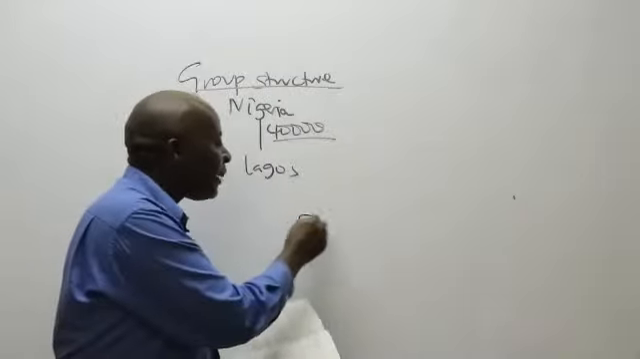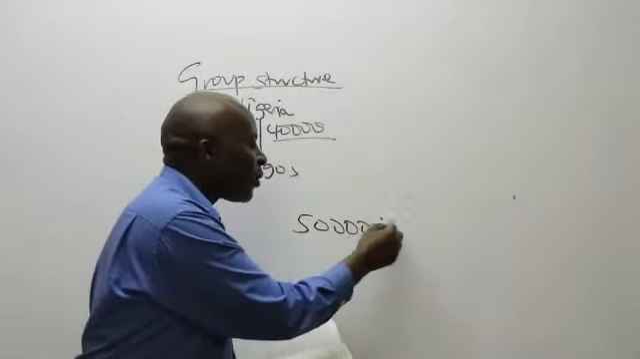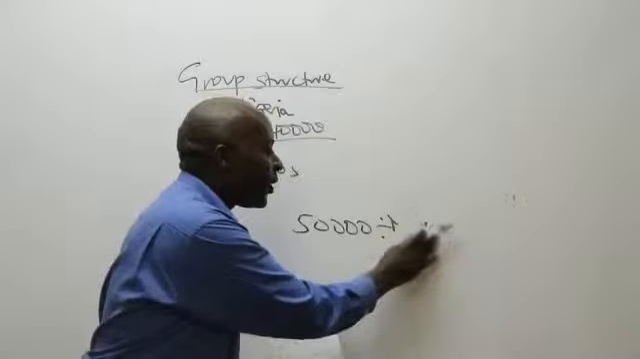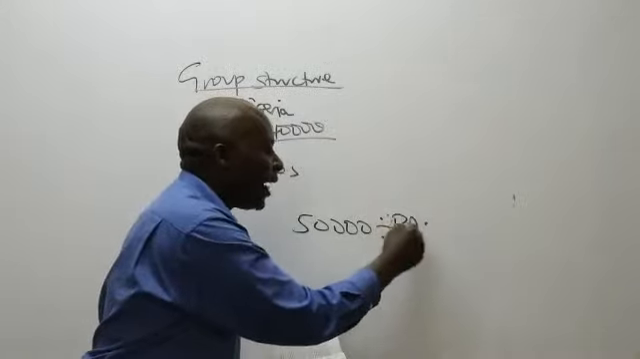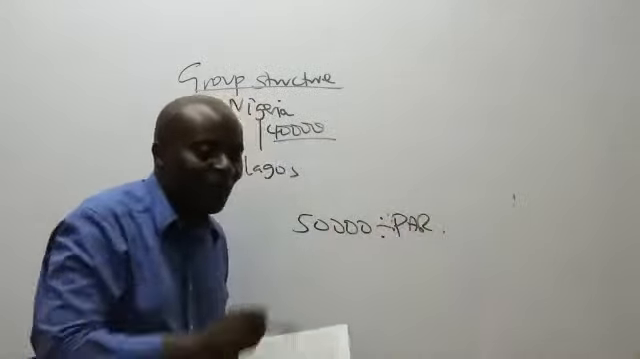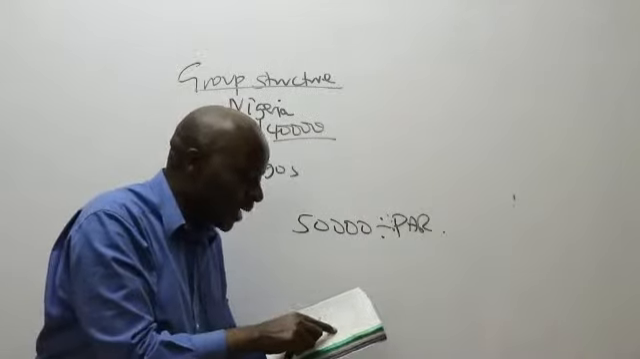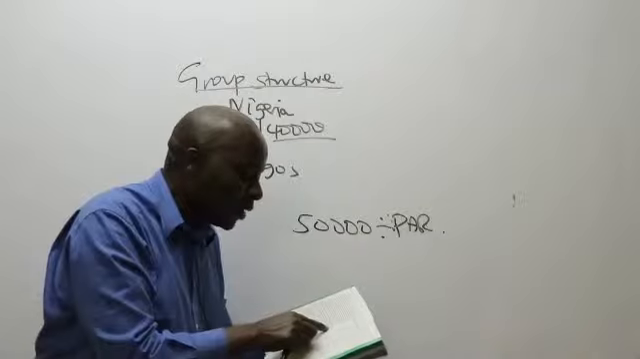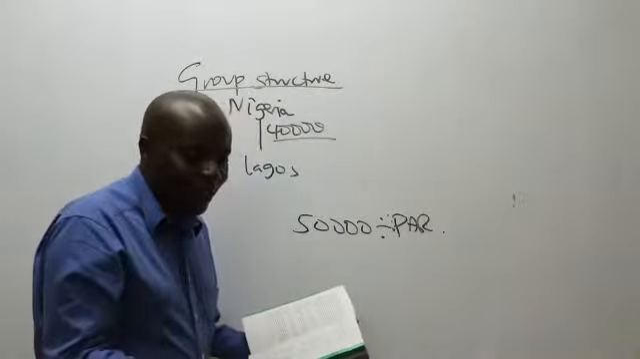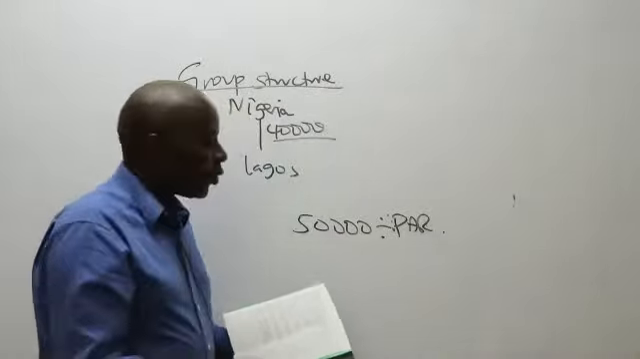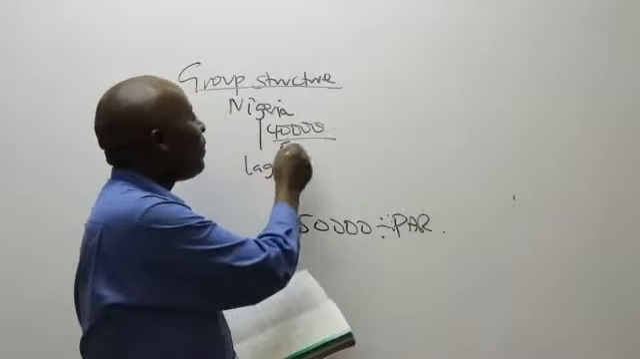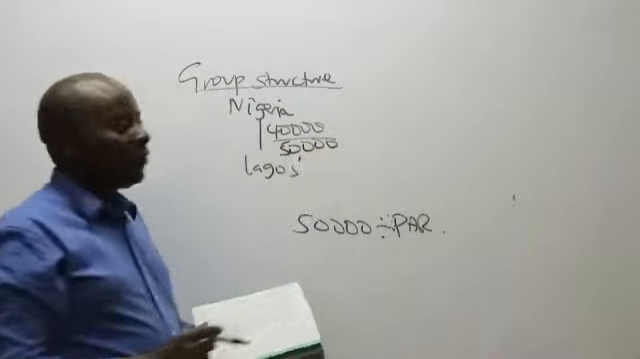I will go to the share capital of Lagos and divide by the par value. Share capital of Lagos I can see is 50,000. The par value is DN 1. So the number of ordinary shares of Lagos is 50,000.